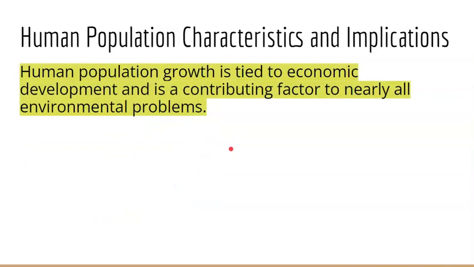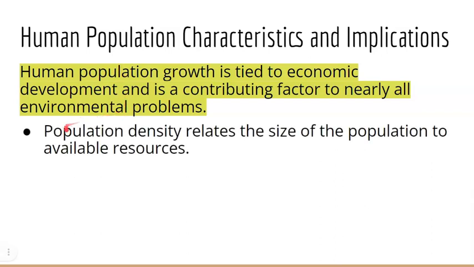So human population growth is tied directly to economic development and is a contributing factor to nearly all environmental problems. The more economically developed a country is, the lower the population growth rate, because those humans, as they become adults, don't need their children taking care of them. They don't need their children working in the family business or working the land or whatever it may be for them to be able to survive. In economically developed countries, we are typically able to survive more as individuals and rely less on having a lot of kids to survive.